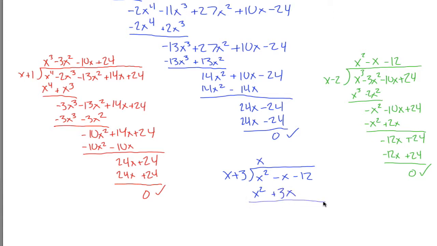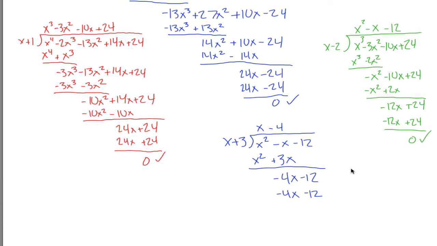And subtract. Negative x minus 3 more x is negative 4x. To get rid of this negative 4x, I need a negative 4 here. Negative 4 times x is negative 4x. Negative 4 times 3 is negative 12. I subtract. I get 0. I am happy because I am done.